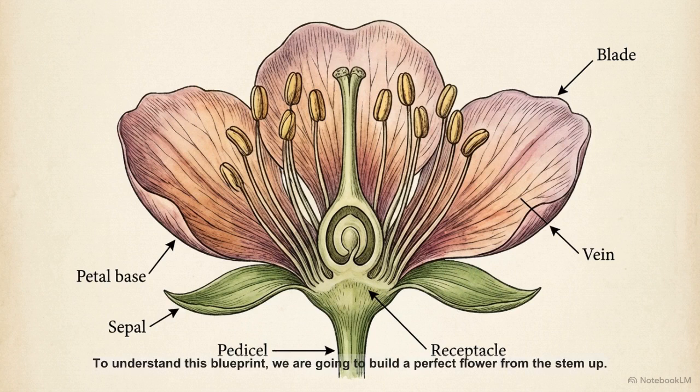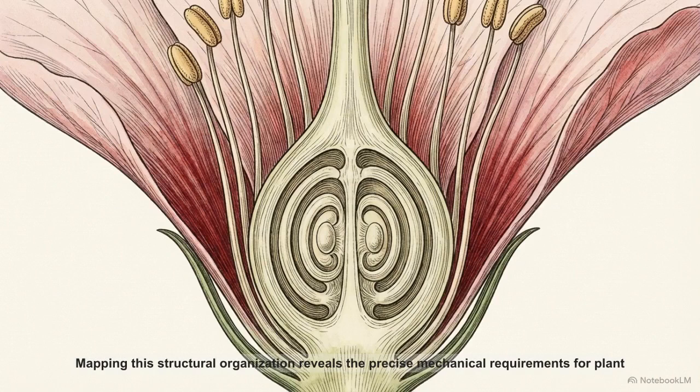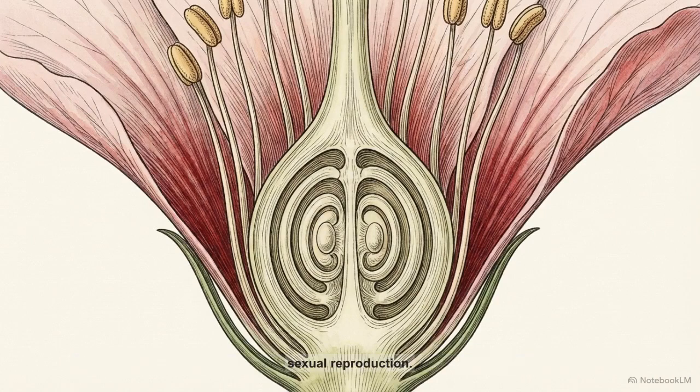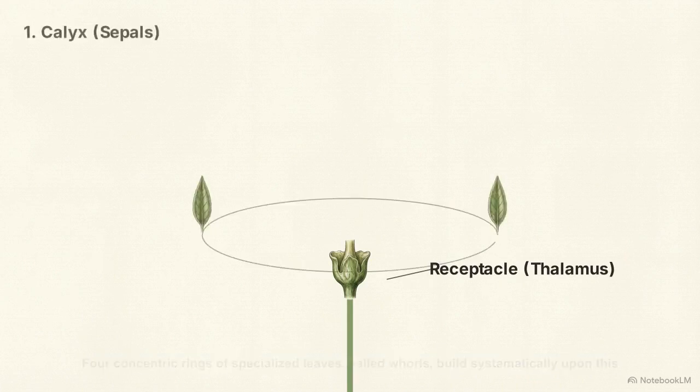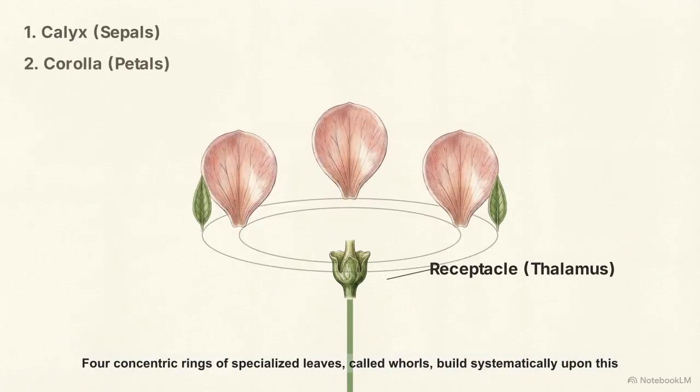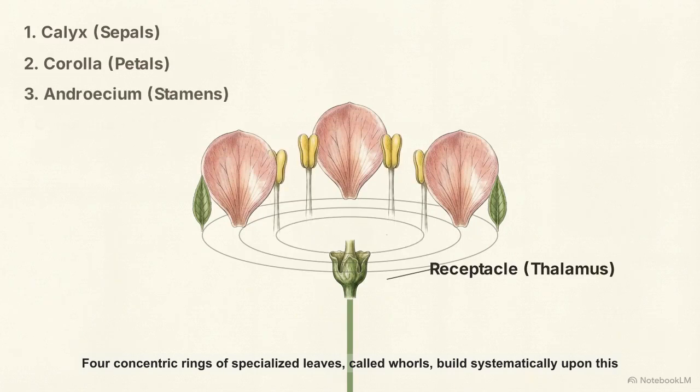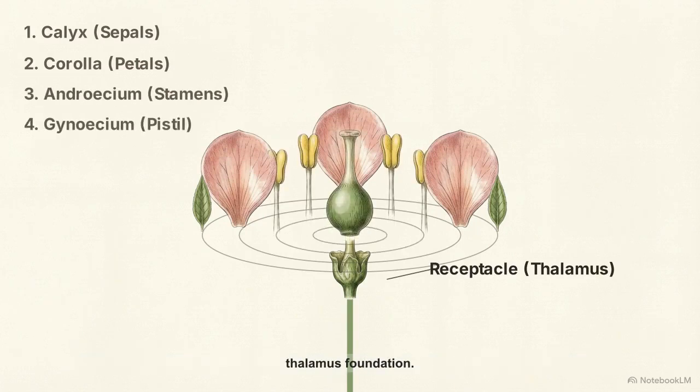To understand this blueprint, we are going to build a perfect flower from the stem up. Mapping this structural organization reveals the precise mechanical requirements for plant sexual reproduction. The foundational axis of the flower starts with the pedicel, or stalk. The tip of the stalk swells to form a central base called the receptacle, or thalamus. 4 concentric rings of specialized leaves, called whorls, build systematically upon this thalamus foundation.